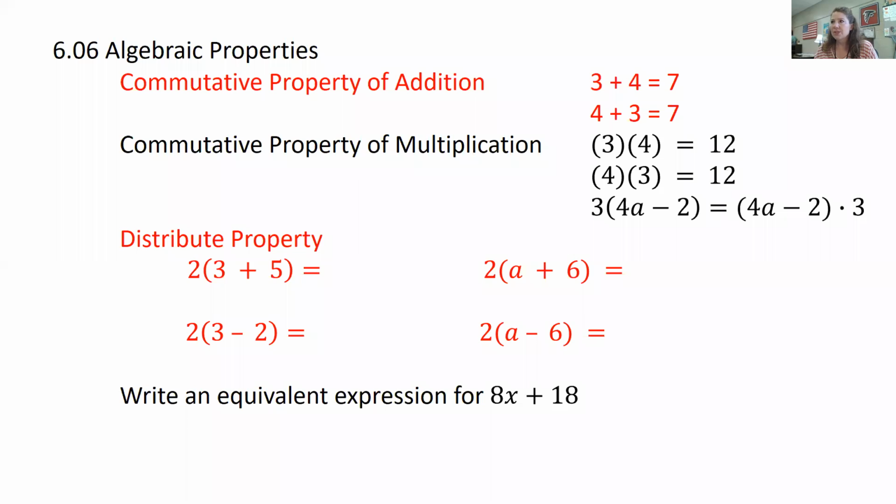So let me bring up just a few problems. You guys are looking at properties this week. So commutative property, distributive property, associative property, and identity property. So those are the properties that we're looking at for Wednesday.